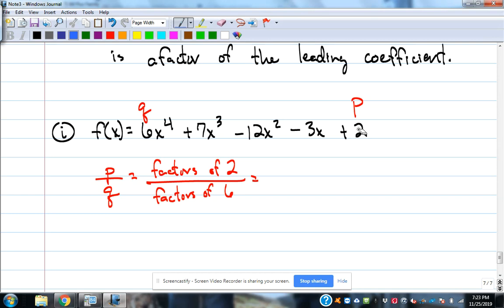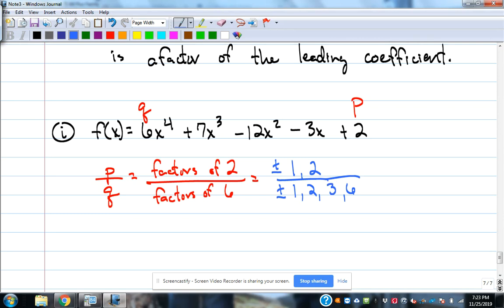So here, the factors of 2 would be 1 and 2. And I'm going to put a plus or minus in front of that because technically it could be positive 1 that goes into it or it could be negative 1 that goes into it. They both divide evenly into 2. So the factors of 2 are plus or minus 1 and 2. What are the factors of 6? Obviously 1 and 6. 3 and 2, right? So it could be a positive 2, could be a negative 2 out of that.